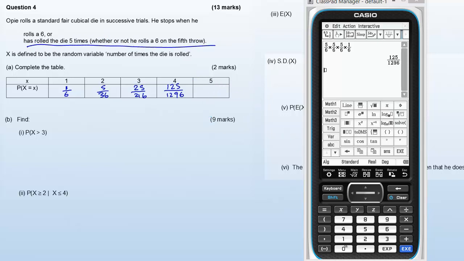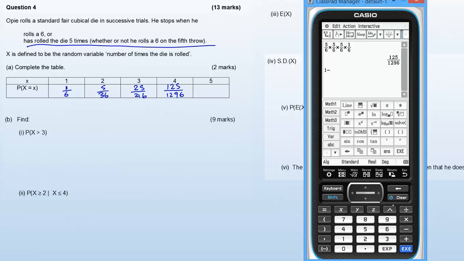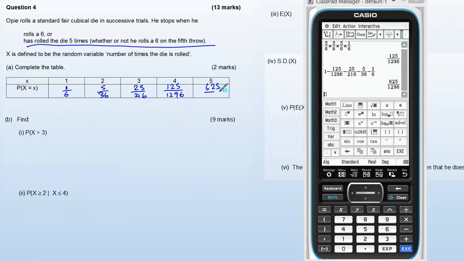So the way to do this one is to just do 1, take away all of the other answers. So take away 25/216, and then take away 5/36, and then take away 1/6. And that gives us 625/1296.